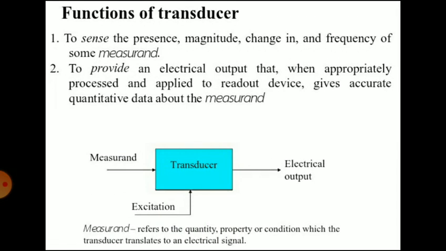So, functions of a transducer. The first function is to sense the presence, magnitude, change in, and frequency of some measurand. Measurand means a quantity that is to be measured. The second function is to provide an electrical output that, when appropriately processed and applied to a readout device, gives accurate quantitative data about the measurand. So measurand refers to the quantity, property or condition which the transducer translates to an electrical signal.